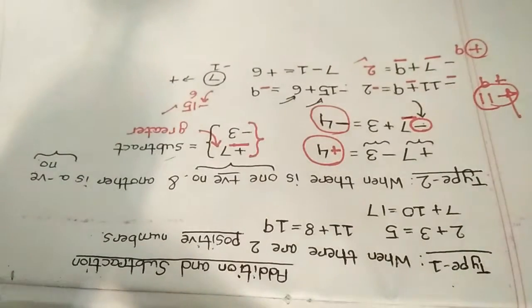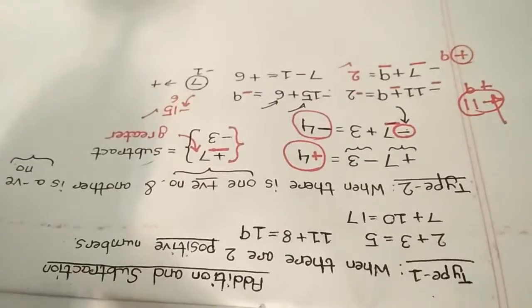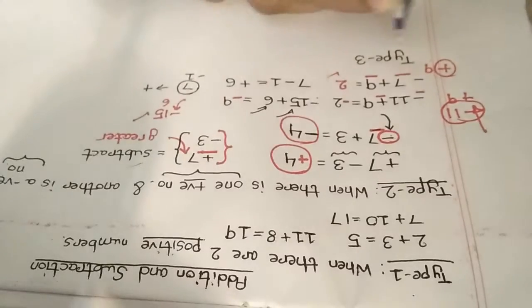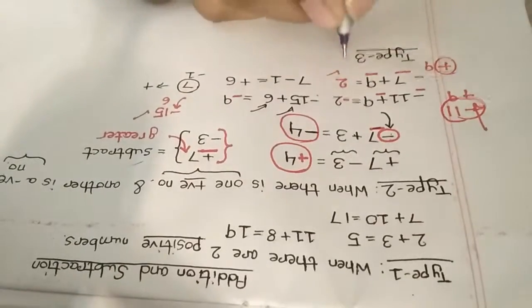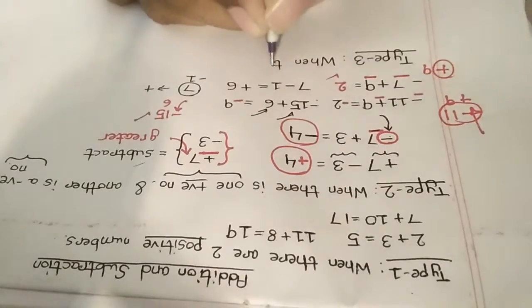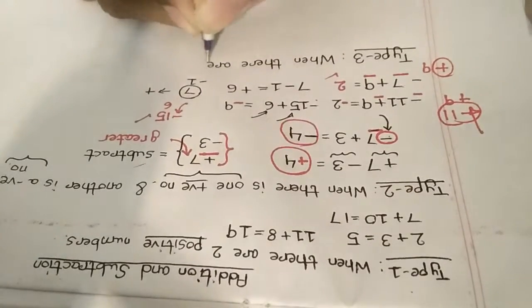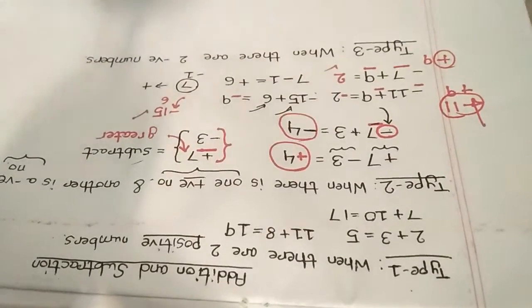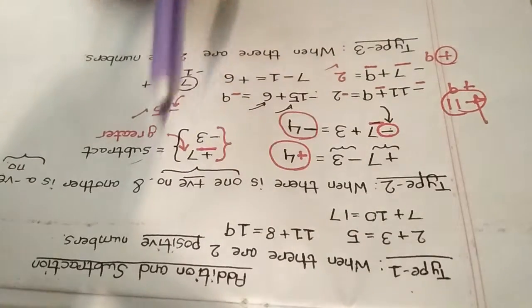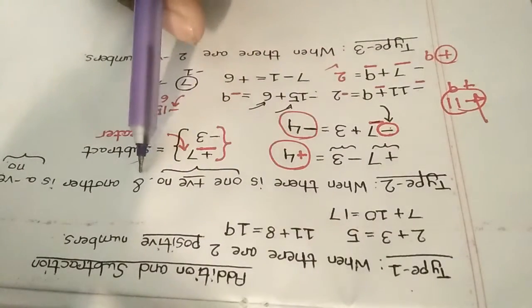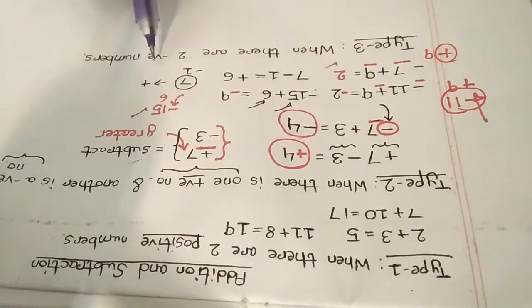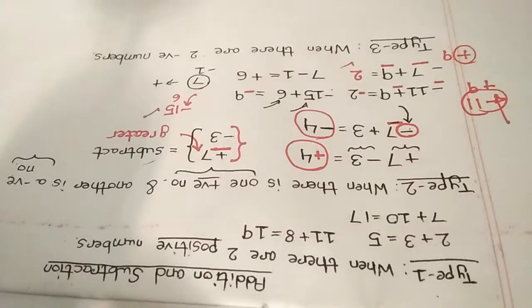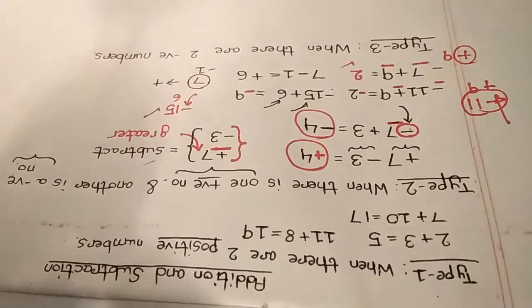Now the final type, in fact the most confusing type for most of the students I find, is type 3. Now let us see what is there in type 3. Type 3 are those problems when there are two negative numbers. We first started with two positive numbers, then we moved to a negative and a positive number, and now two negative numbers. So at most you will find only these three types of problem. There are no other types of problem in addition and subtraction of integers.